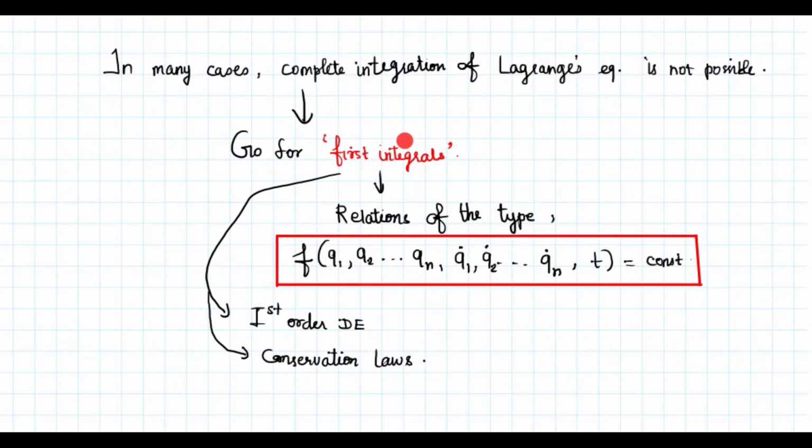In many problems we can easily find some relations or functions that can provide us valuable information about the system, and these relations are called first integrals of motion. They are of the type f of q1, q2, q3 etc. up to qn, comma q1 dot, q2 dot etc. up to qn dot, comma t equal to constant. They are first order differential equations, and various conservation laws such as conservation of linear momentum, angular momentum, and conservation of energy that we are already familiar with in Newtonian mechanics belong to this first integrals type.